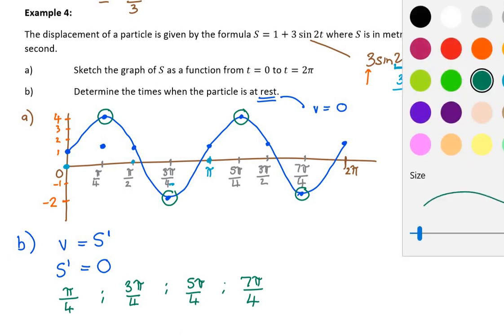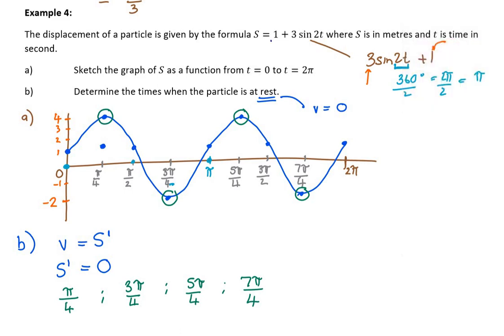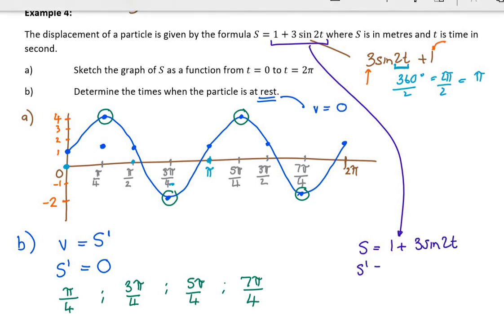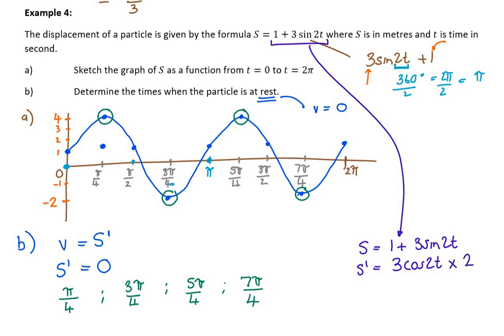So let me just show you how we would have solved that algebraically. We could have said, here's my function. My function is 1 plus 3 sine 2t. So my derivative would be, well, 1 differentiates to nothing. This would be 3 cos 2t, that's the outside function, multiplied by the derivative of the inside function. So it would be 6 cos 2t.